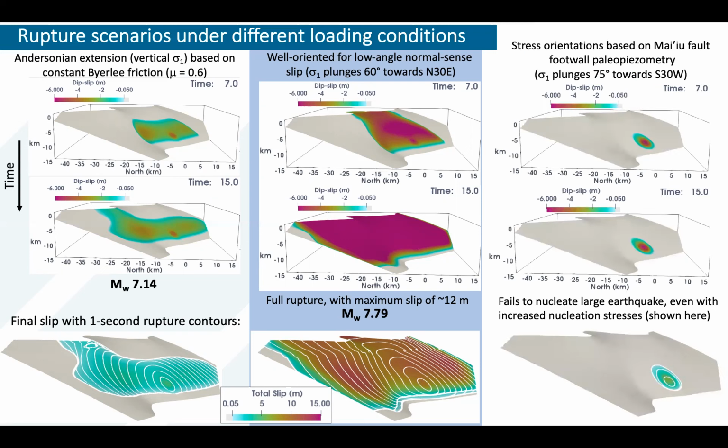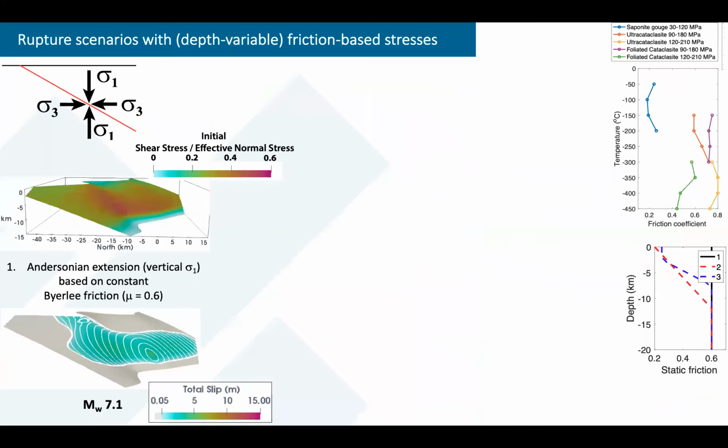Finally, in the case where we constrain the applied stresses based on the footwall paleopiezometry, we see that it's really hard to nucleate an earthquake. And in this example, I've actually increased the nucleation traction, and we're still not really able to trigger any unstable seismic slip outside of the nucleation region. So slip is pretty much constrained to wherever we apply that nucleation. So we don't think that fault stress under these conditions are likely to host a large earthquake.